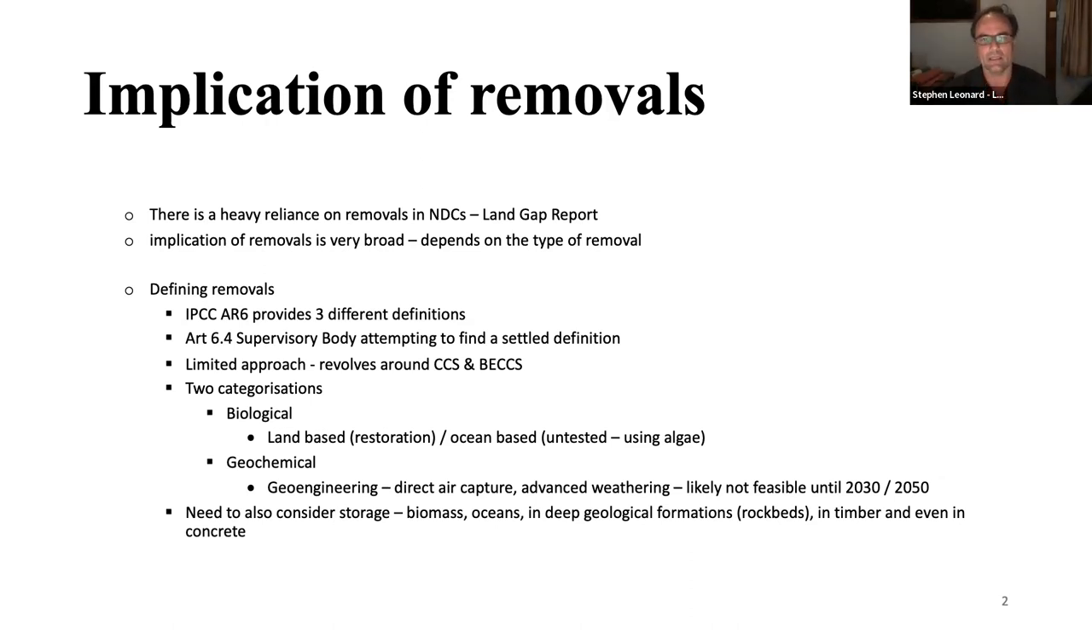It also seems that there's somewhat of a limited approach, very much revolving around CCS technologies and, of course, bioenergy, carbon capture and storage. So it seems that these carbon capture and storage approaches are really where a lot of the focus is. But obviously, there's a lot of other approaches to removals that are being discussed. But essentially, two categorizations that we have heard: biological removals and geochemical, geoengineering, I guess, may fall within.